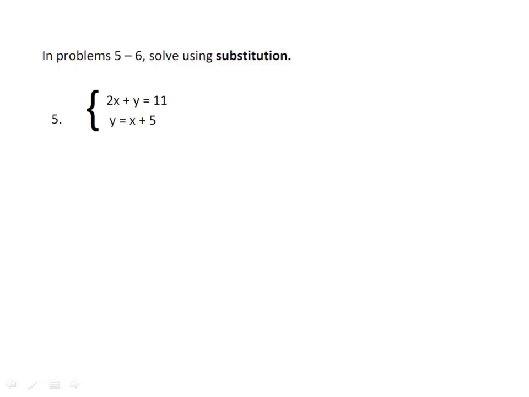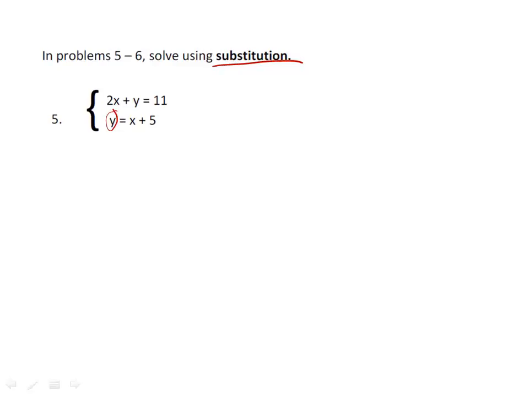When we're looking at these systems, now they've asked us to solve it by substitution. So we have to look at our two equations and see how many, if any, are solved for a variable already. All right, now you can see that one of them is. This one's solved for y.